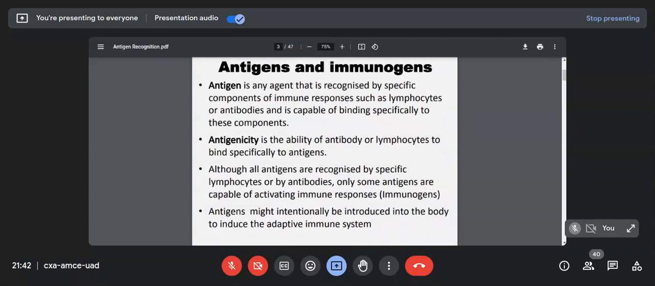Please repeat. Doc, can you kindly repeat what you said on immunogens?